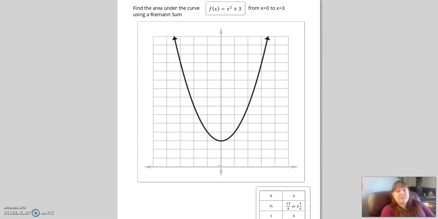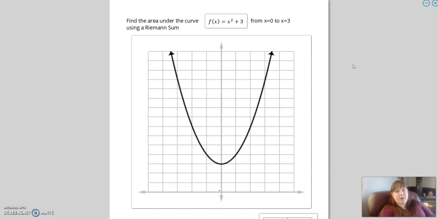So basically, a Riemann sum is like drawing rectangles under a curve to approximate the area under the curve. So if we have a curve right here, like we have in front of us, x squared plus 3, we want to approximate the area under that curve. We actually know how to do that with integrals already, but we're going to try to do it now with a Riemann sum. So let's figure out what this is with an integral first.